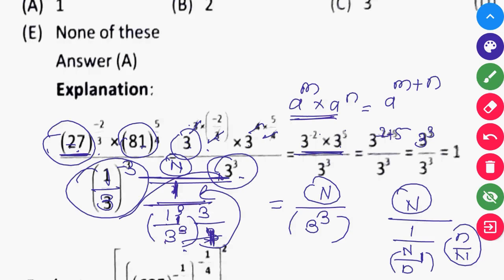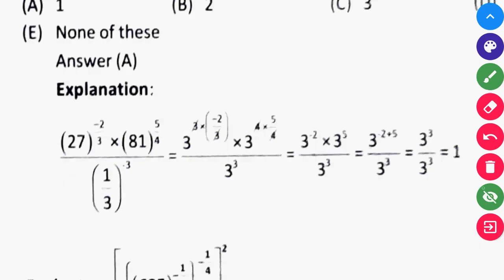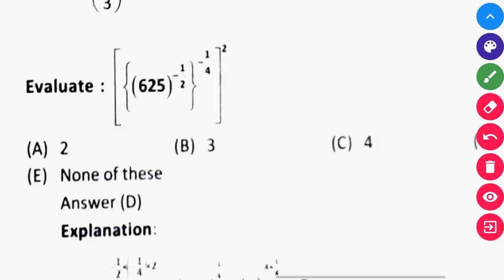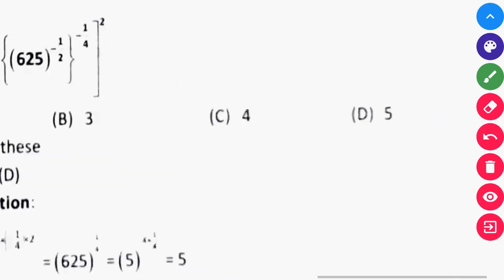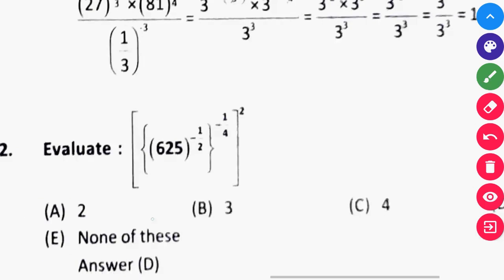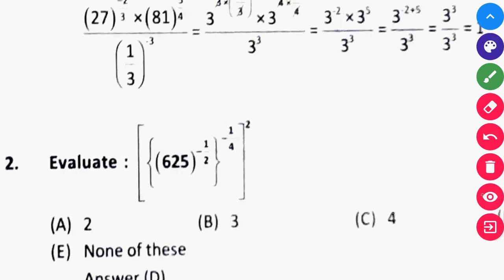And our final numerator simplification is also 3 upon 3. So 3 upon 3 and 3 upon 3 from both sides, not cancel, but 3 upon 3 ones are 3 upon 3. So our answer is 1. One more example we'll take, then you can understand how we can do it.